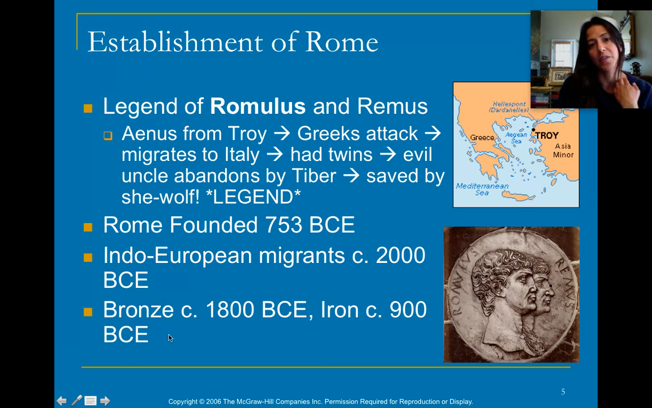They start to develop different metallurgies, bronze in 1800 and iron in 900 BCE. Here's a little Roman coin with Romulus and his brother Remus on the other side.